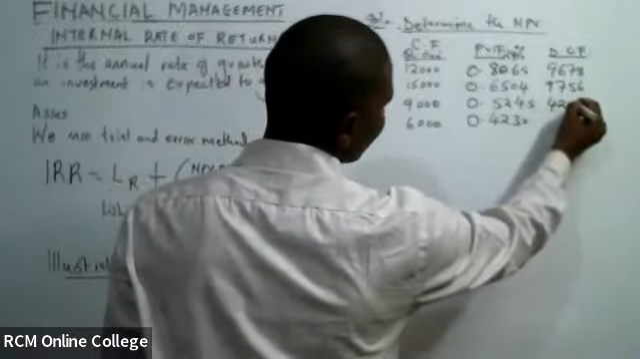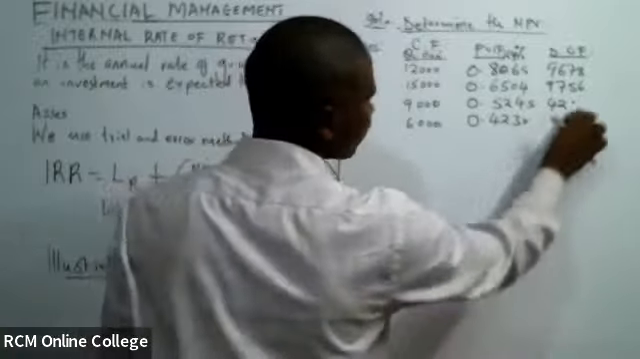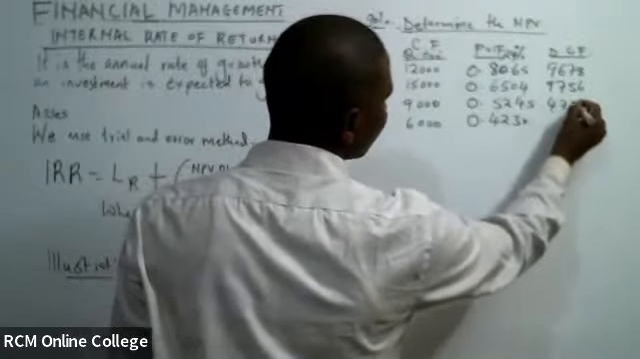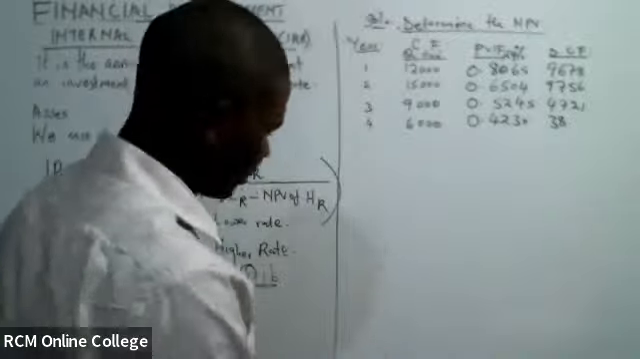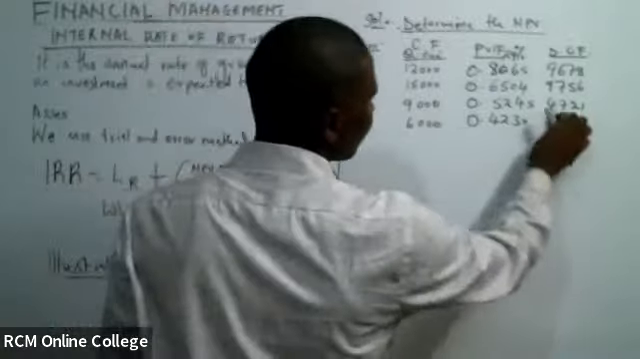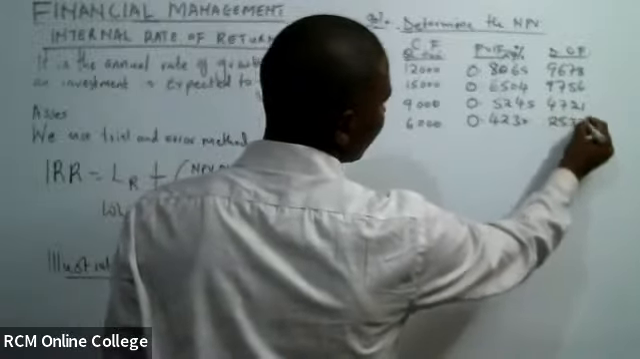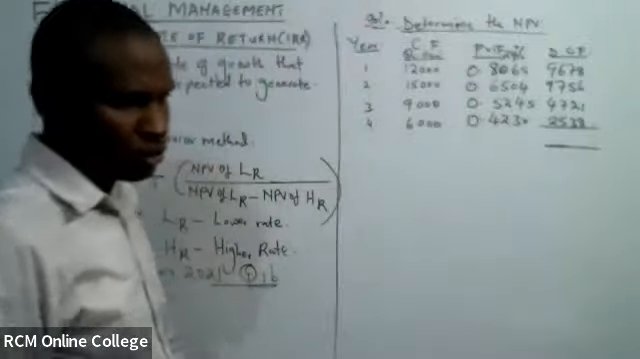Tumalizie 4221. 4721. Alafu 38. Why am I interchanging? 2538. Tuongeze hiyo, will be the first one to give us the total present value.